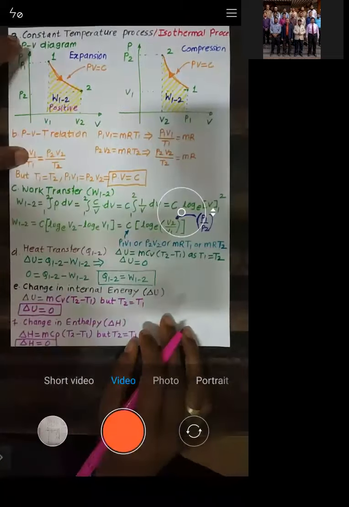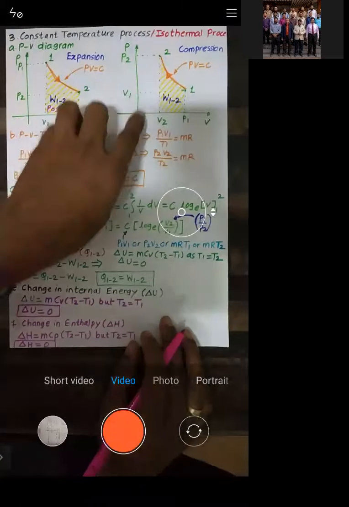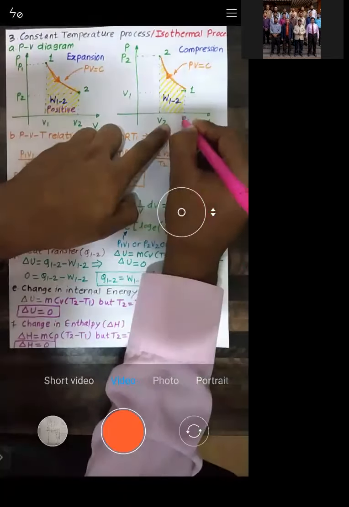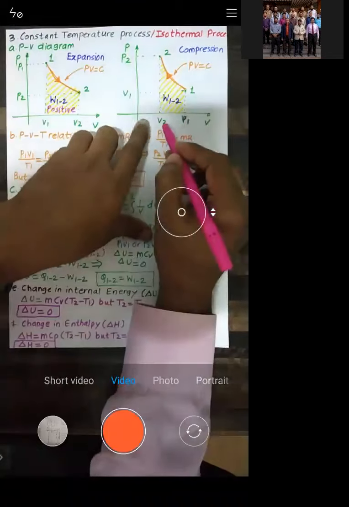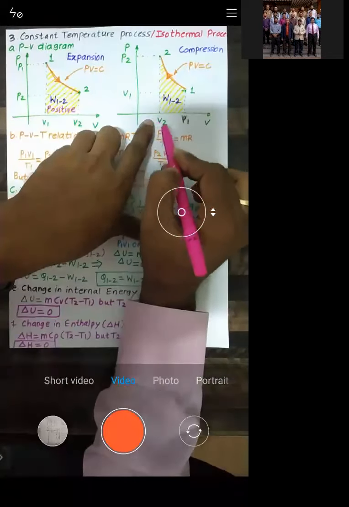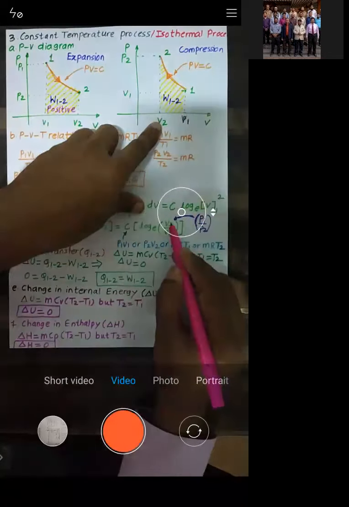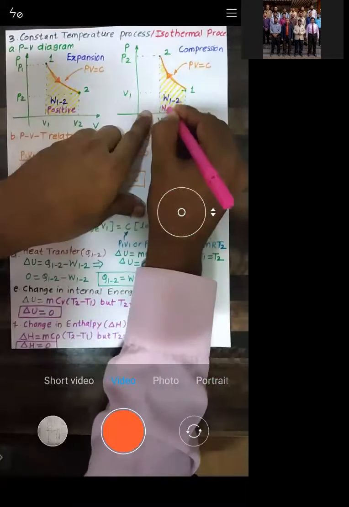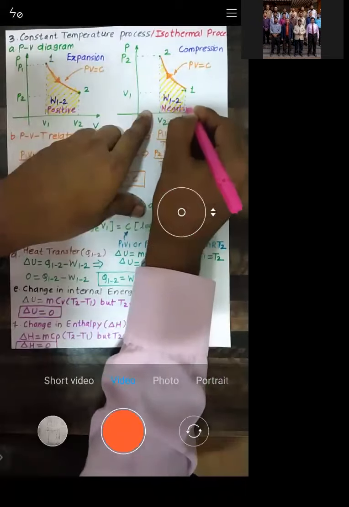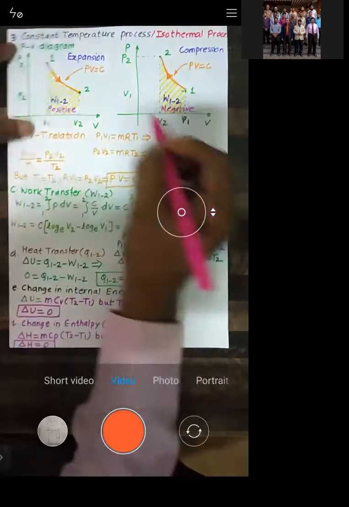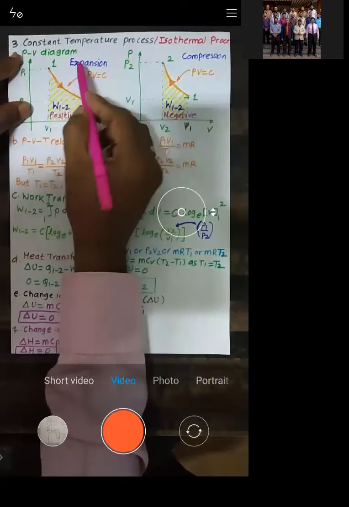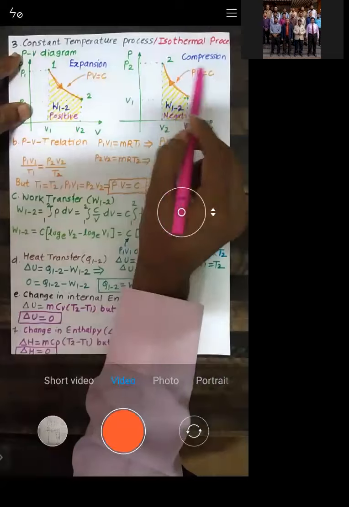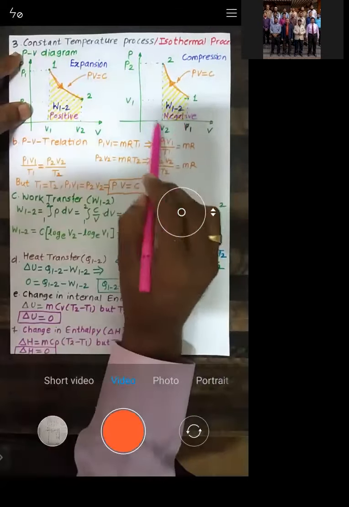But if you come back to this diagram, you can see V2 is less than V1. Let me write down V1 here. This V2, the volume at the final state, is less than V1, right? So this value you will get as negative. Have you understood? Whenever work is produced, that is during expansion, it is taken as positive. And whenever work is consumed during compression, it is taken as negative.